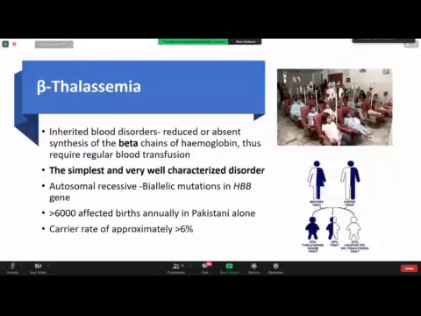What is carrier frequency? कैरियर क्या होते हैं? That contains the affected gene. हाँ, one copy of the affected gene. तो अब जब हम ये बात कर रहे हैं कि there is a carrier frequency of 6%, it means 6 out of 100 people are carriers. So have you seen someone with thalassemia who are not cousins?